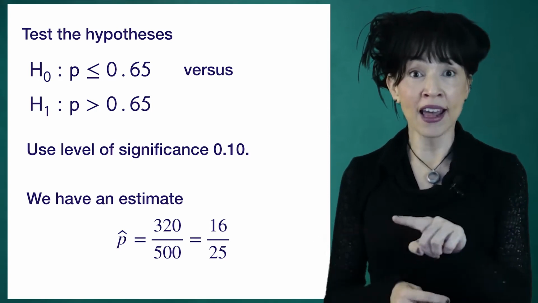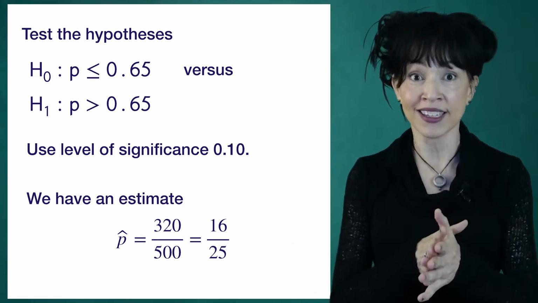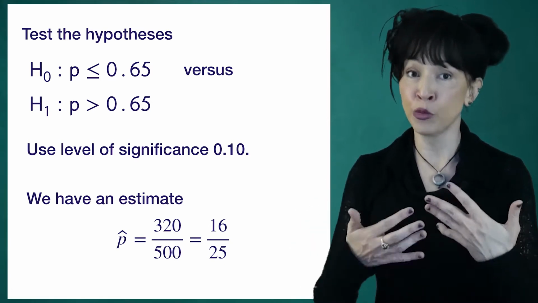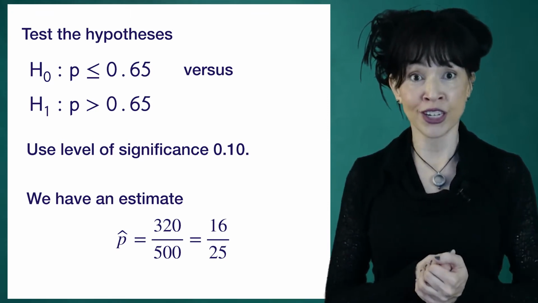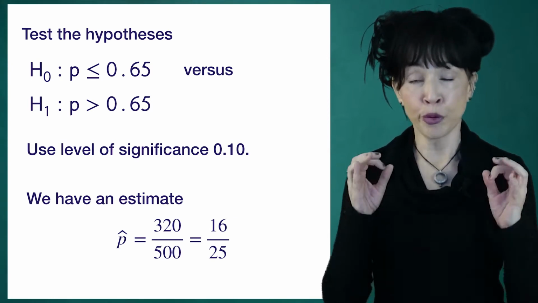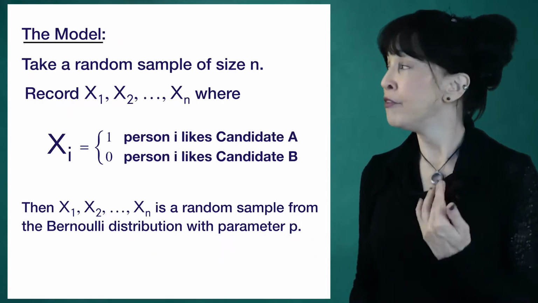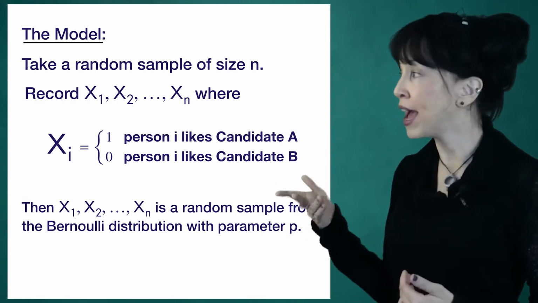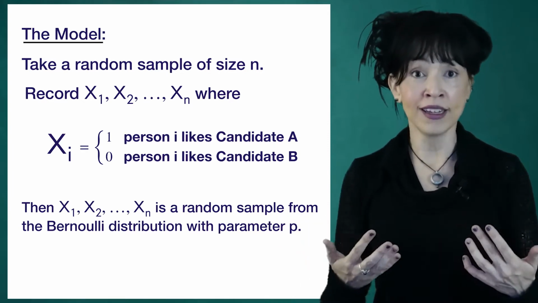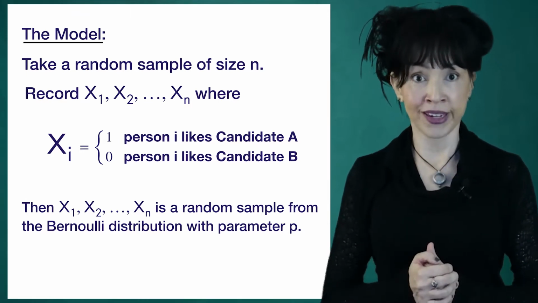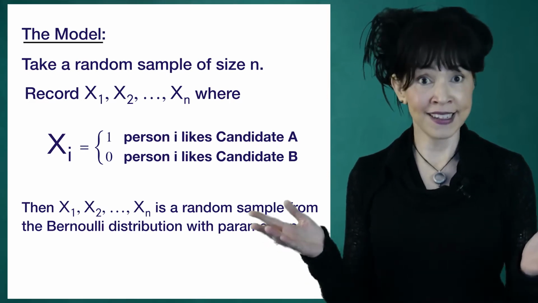So if I add up all of those zeros and ones, the total is going to be the total number of ones. That's going to be the total number of people who preferred candidate A. And if I divide by 500, that gives me the proportion. In other words, the sample proportion of people who like candidate A is the sample mean if you're starting with a random sample x1 through x500 from the Bernoulli distribution, which takes on the values 1 and 0, and they're 1 with some probability p, and 0 with the rest of the probability. So it's as easy as that.